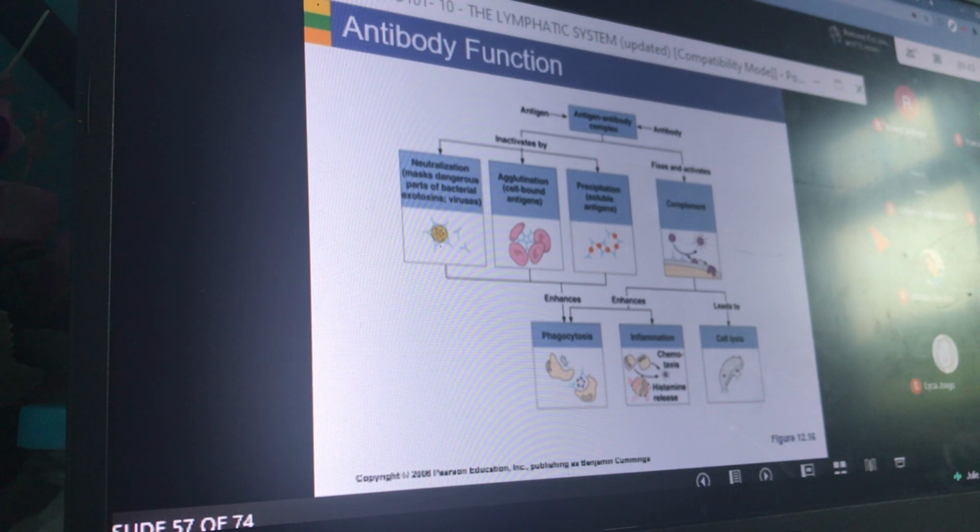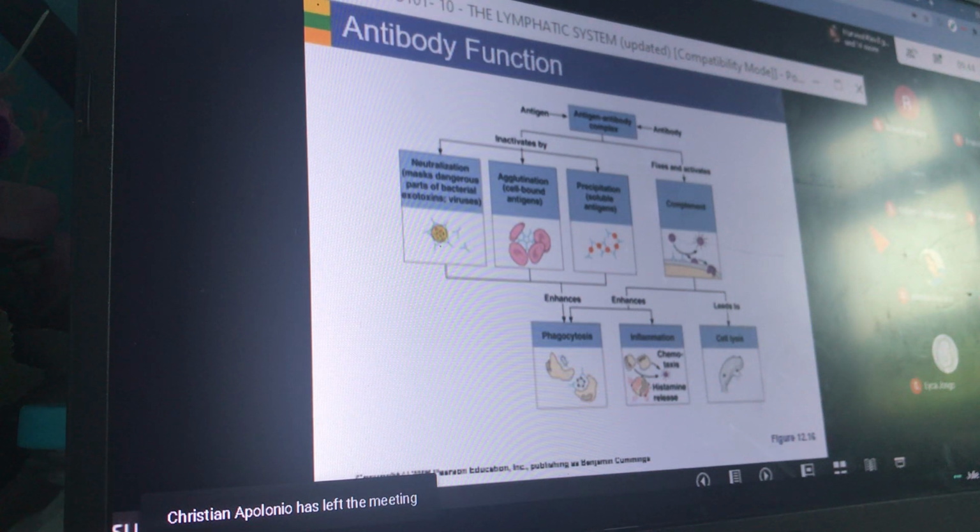However, if paulit-ulit na siya, like super rami na talaga class, meron tayong fifth na cardinal sign, which is functio laesa. So when we say functio laesa class, it is loss of function. Loss of function. So at this part or at this stage na inflammation class, nasisira na talaga yung tissue, okay? So hindi na siya nare-repair. Okay? So nangyayari ito kapag paulit-ulit na yung inflammation doon sa inflamed, doon sa injured area, okay?